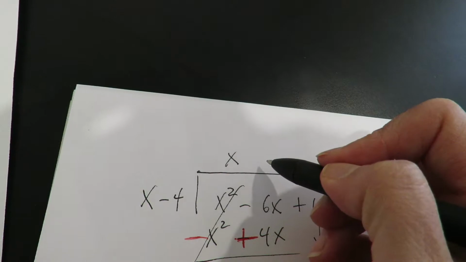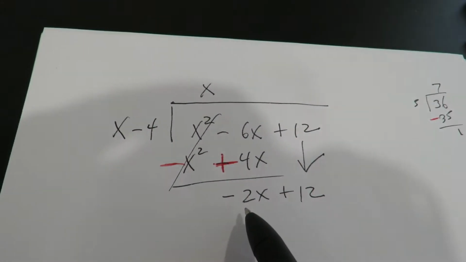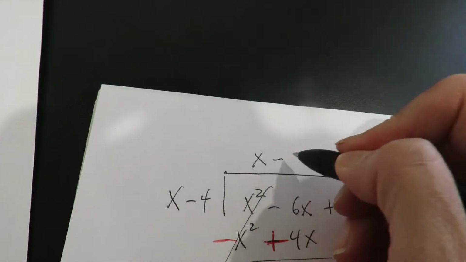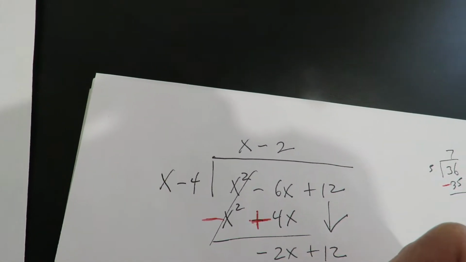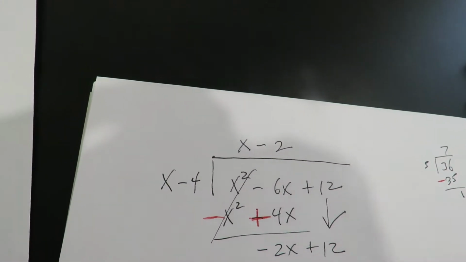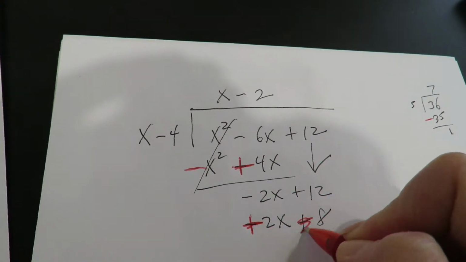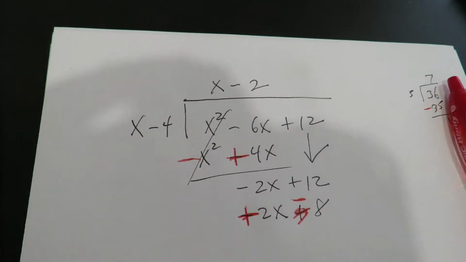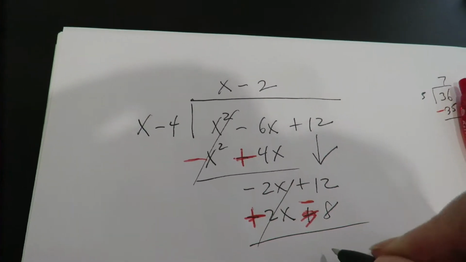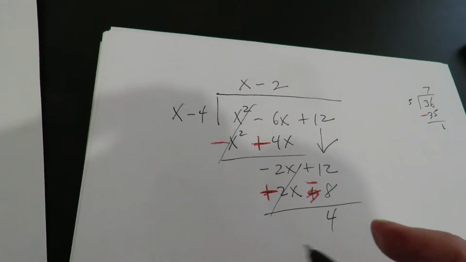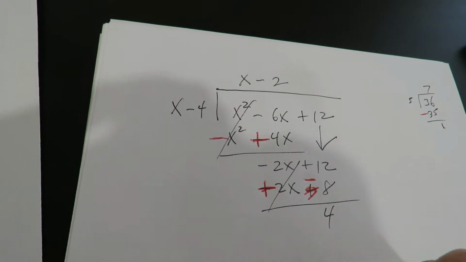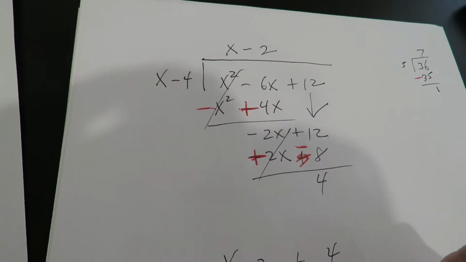Now I do it again. X has to go into that, so that's going to be negative 2. So that makes negative 2x plus 8, but now I have to opposite the sign. So that becomes positive, this becomes negative. So this is a 4. So it's x minus 2 plus 4 over x minus 4.